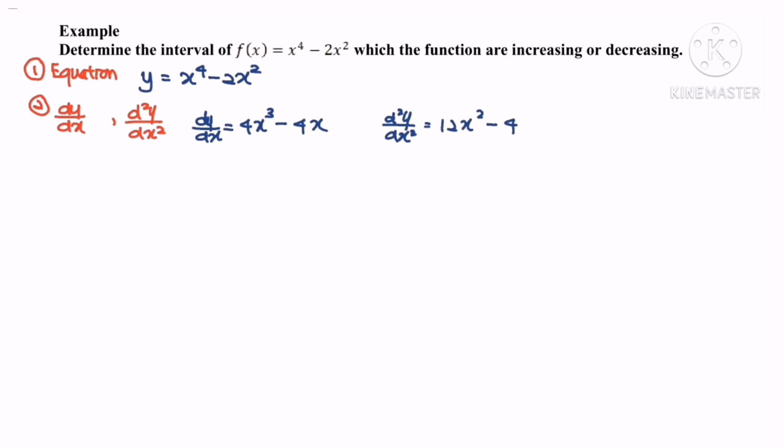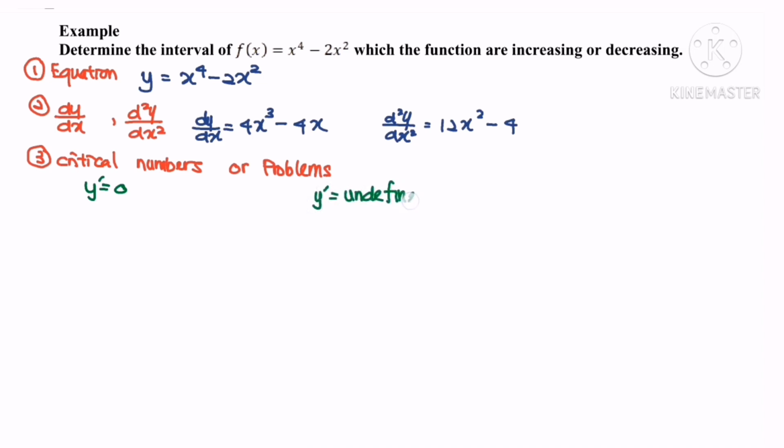Step number 3. Find the critical numbers and the problem points. So the situation would be y prime equals 0, or y prime is undefined, in order to find the critical numbers or the problem points.